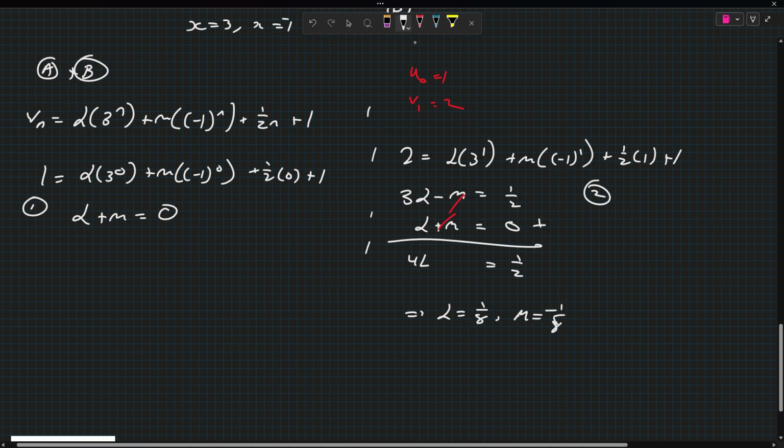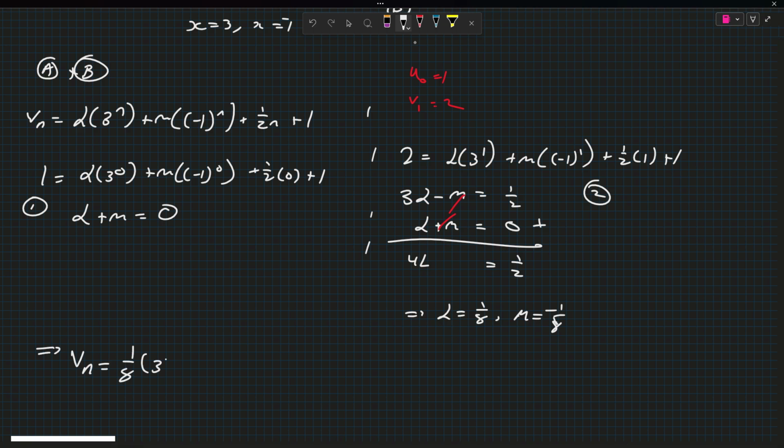So we get that L plus m is equal to 0. So you can finally write that Vn is L times the first root to the power of n plus m times the second root to the power of n plus 1/2 n plus 1.